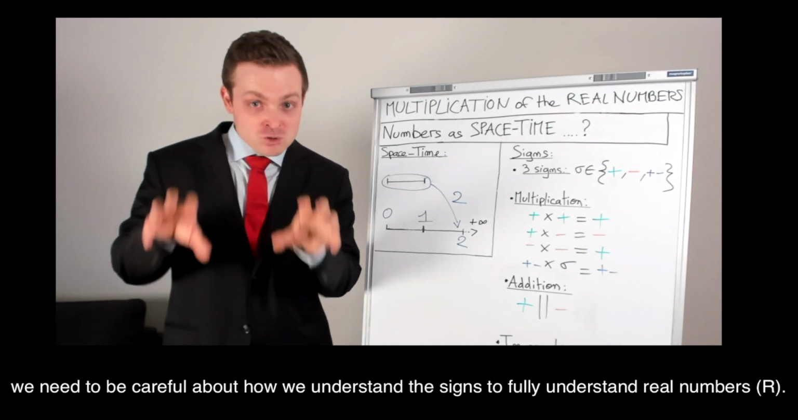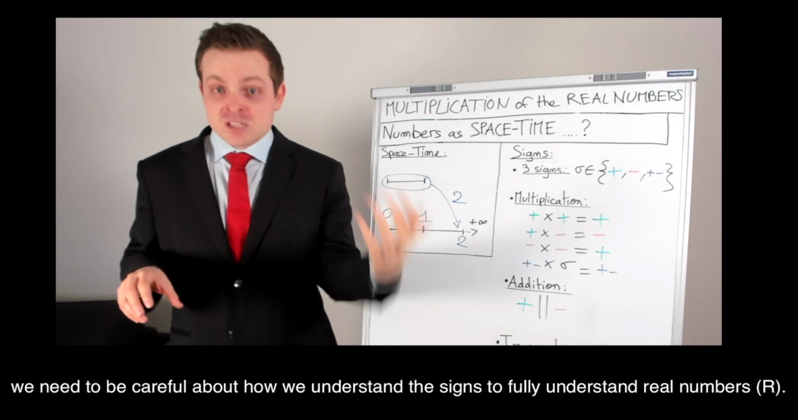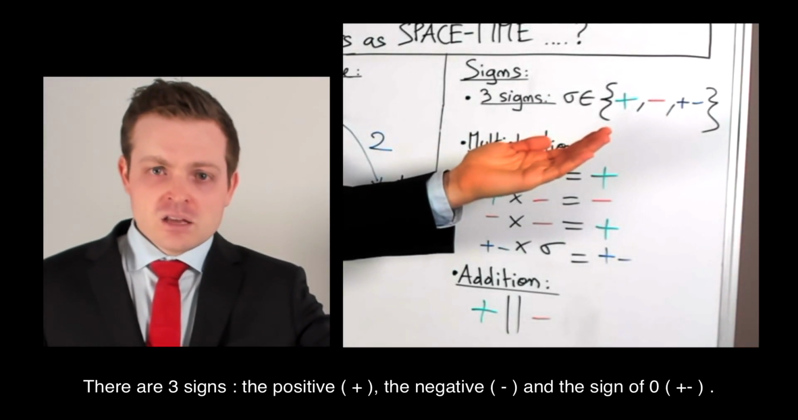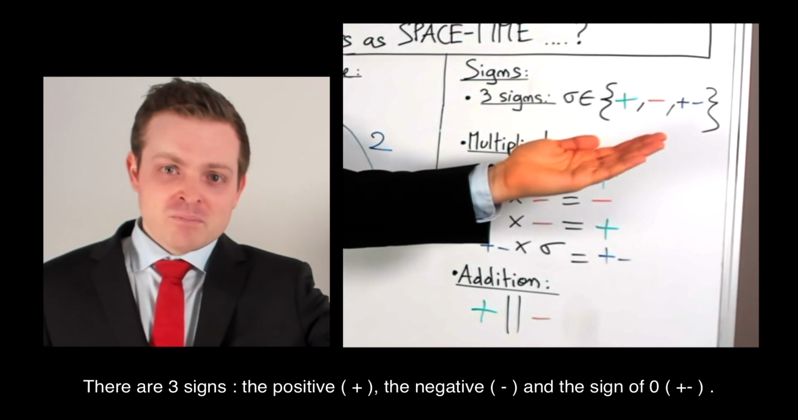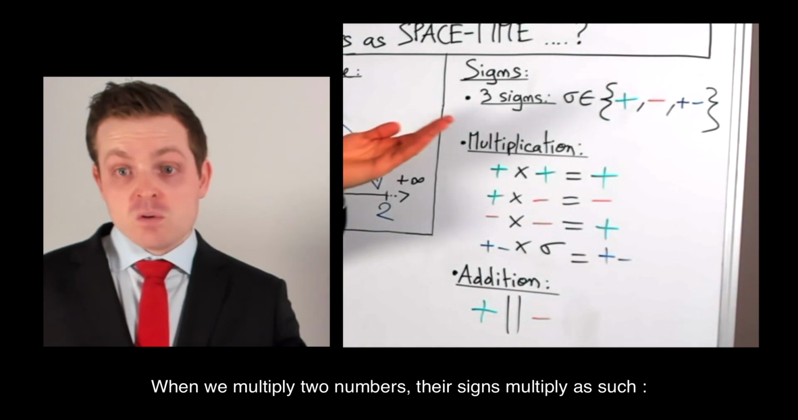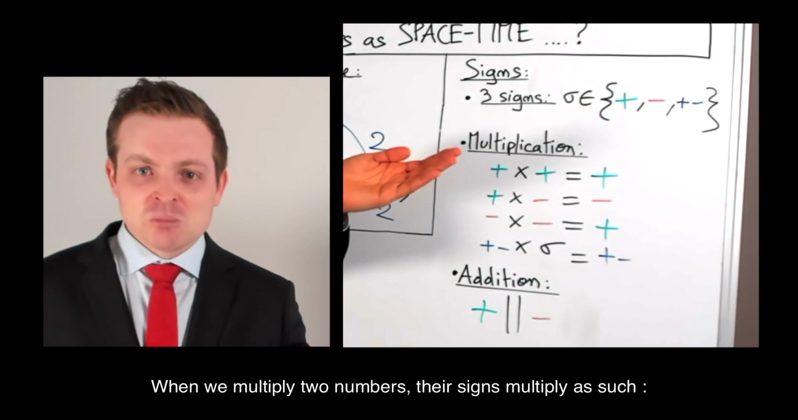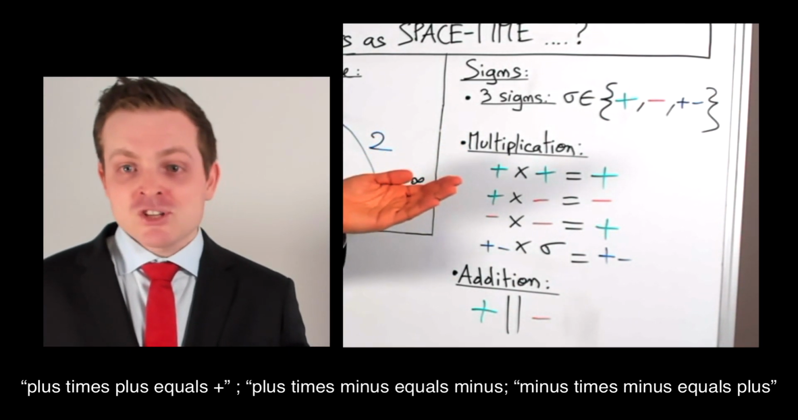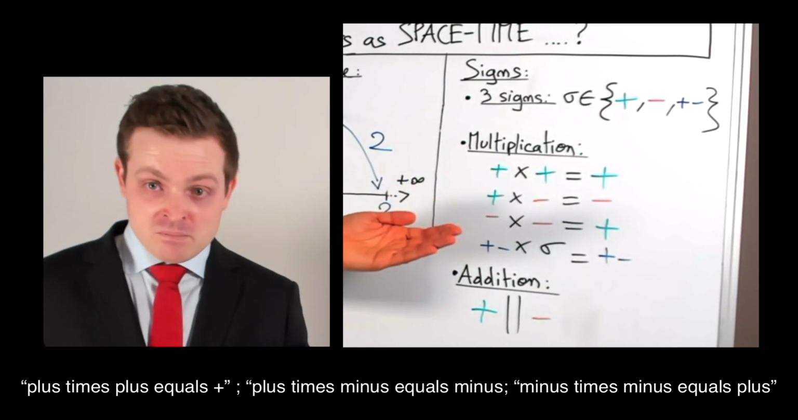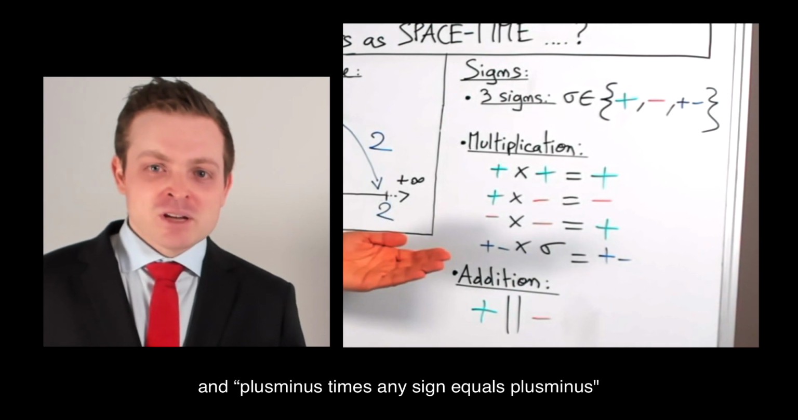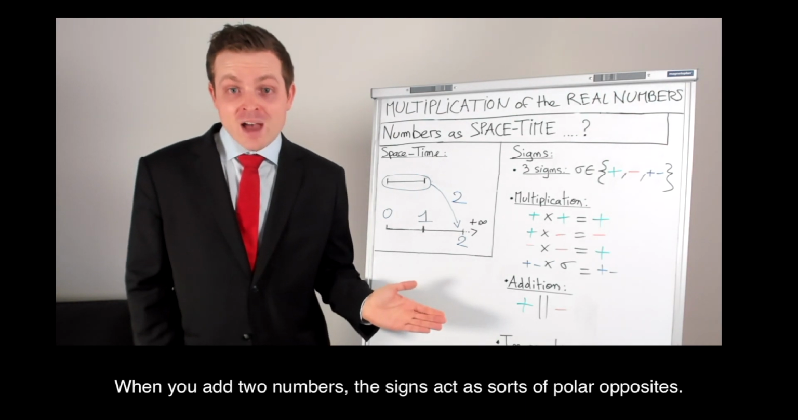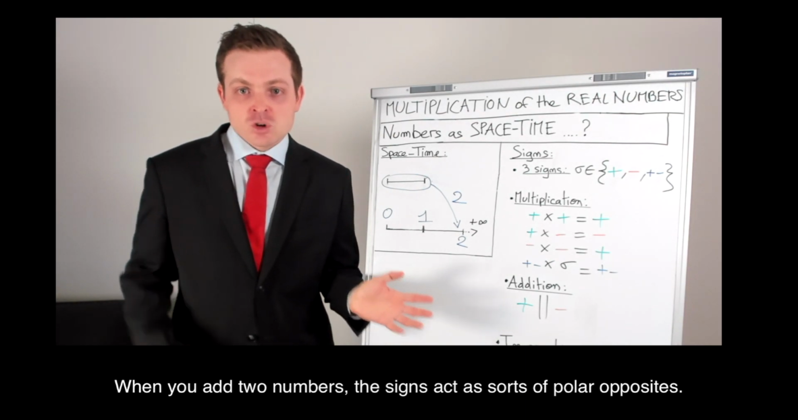And so we need to be careful about how we understand the signs to fully understand the real numbers. There are three signs: the positive, plus; the negative, minus; and the sign of zero, that we know as plus-minus. When we multiply two numbers, their signs multiply as such. Plus times plus equals plus, plus times minus equals minus, minus times minus equals plus, and plus-minus times any sign equals plus-minus.